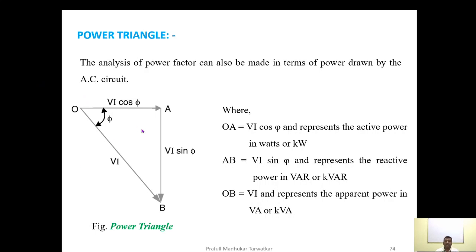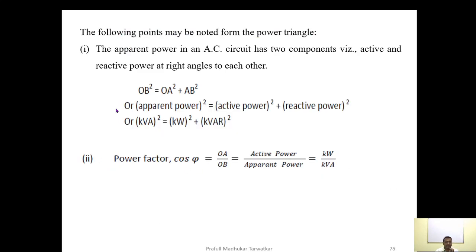The important aspect of reactive power management is this power triangle. Unless and until we understand the basic concept of the power triangle, we cannot study the further things with respect to power factor improvement. The same things are represented here. Vector addition OB is equal to OA plus AB. That is, apparent power is a vector addition of active power and reactive power. Then power factor is also given by the ratio of active power to apparent power.